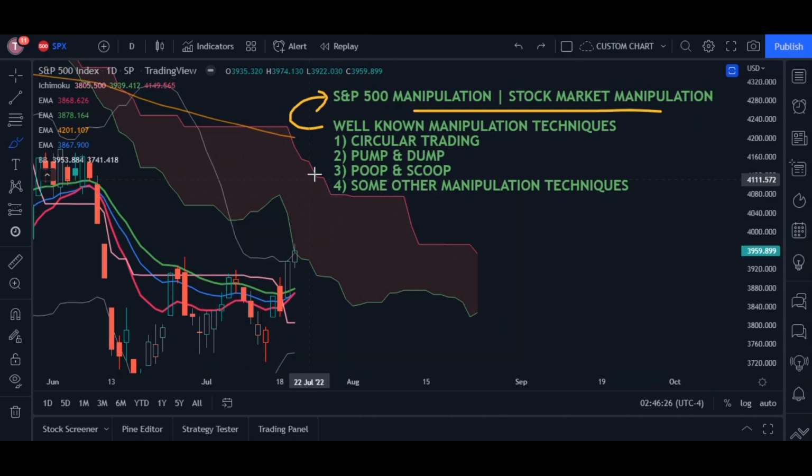Now comes the other technique, and this is the poop and scoop. This is an ugly name.